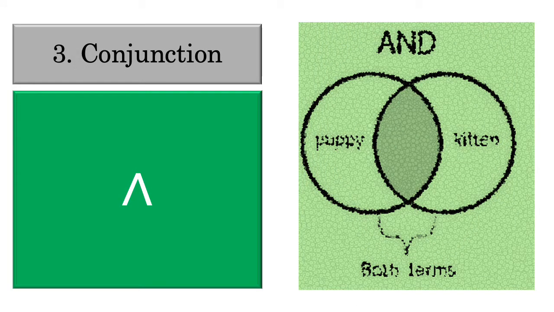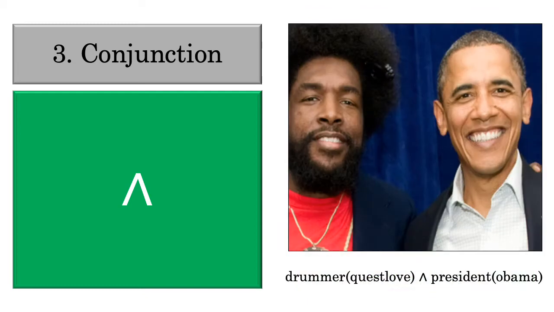Okay, now let's look at conjunction, which we represent as an upside-down V, or what's sometimes called a hat. For example, if we wanted to say that Questlove is a drummer and Obama is a president, we would represent that as follows. Drummer, open parentheses, Questlove, close parentheses, hat, president, open parentheses, Obama, close parentheses. Note that all we've done here to get a conjunction is we basically put that hat in between two atomic sentences. Questlove is a drummer on the one hand, and Obama is a president on the other.